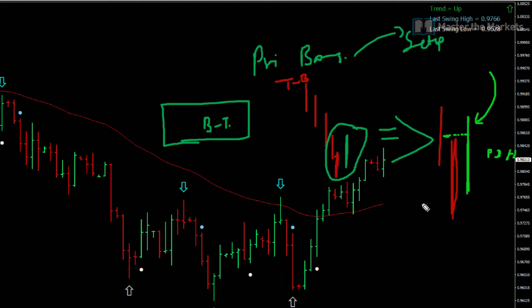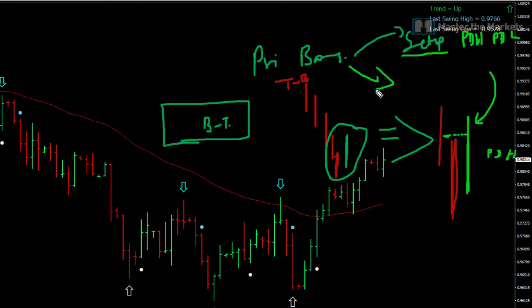Now for a top to bottom move, if you want to capture a top, then you can practice how it should look. This is for capturing a bottom. For capturing a top, have a practice on how the primary bar should look. So now that's the setup. It's always in relation to previous day high or previous day low.